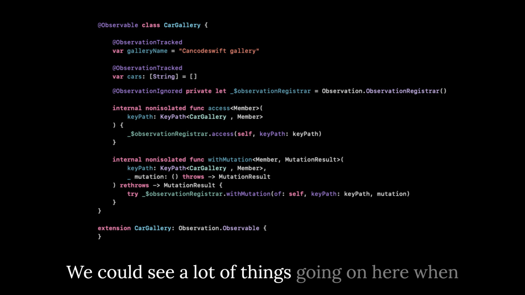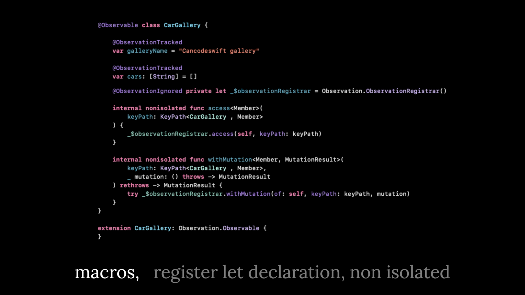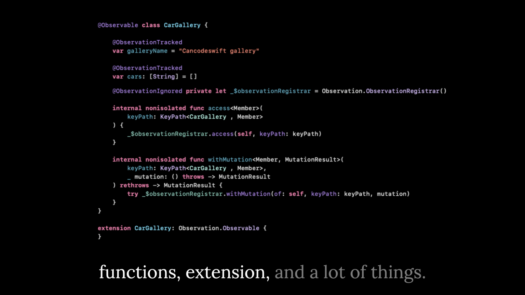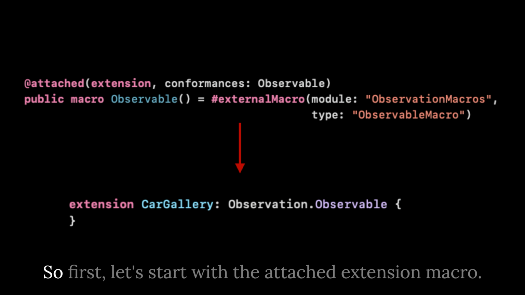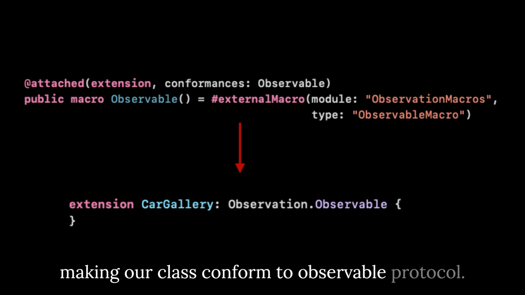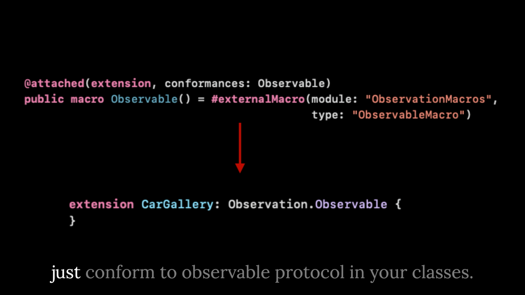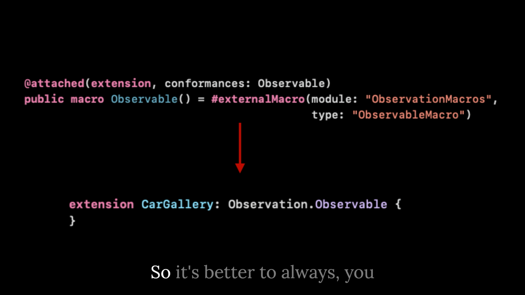We can see a lot of things going on here when the macro is expanded, like ObservationTracked macros, the registrar declaration, nonisolated functions, an extension, and a lot of things. So first, let's start with the attached extension macro. This conformance macro helps with making our class conform to the Observable protocol. But I need to note that it doesn't really matter if you just conform to the Observable protocol in your classes, so it's better to always call the Observable macro.